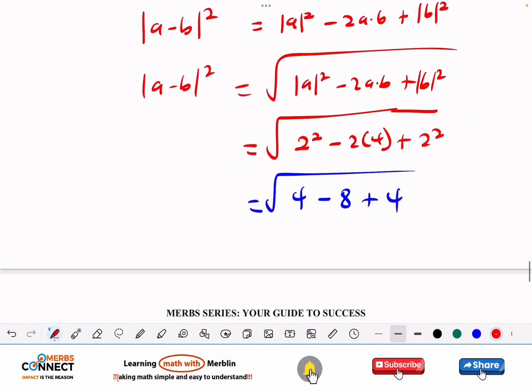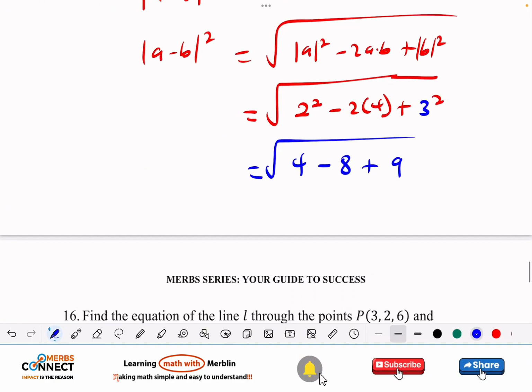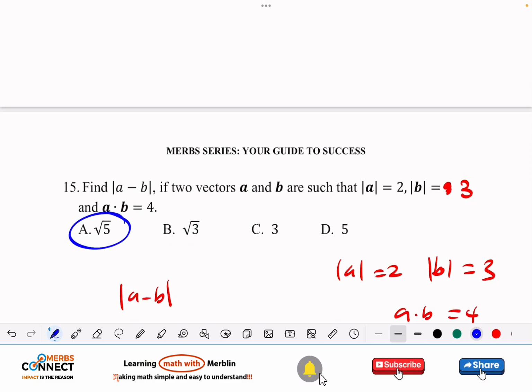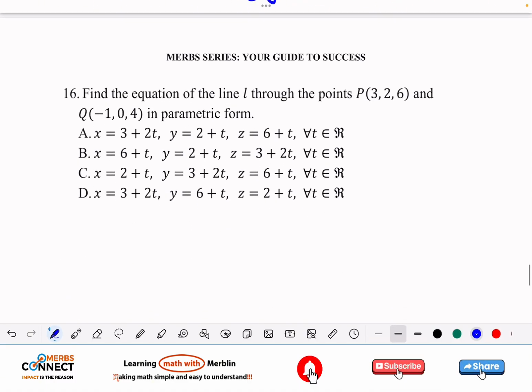Okay. So if B is 3, this is going to give us 3, and this is going to give us 9. So that 4 minus 8 will be minus 4, minus 9 is 5. Good. So we are going to have this right here. Now let's look at 16.